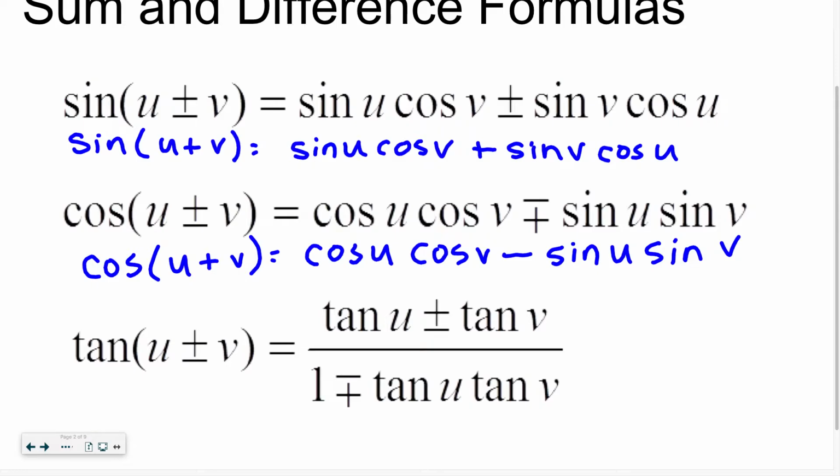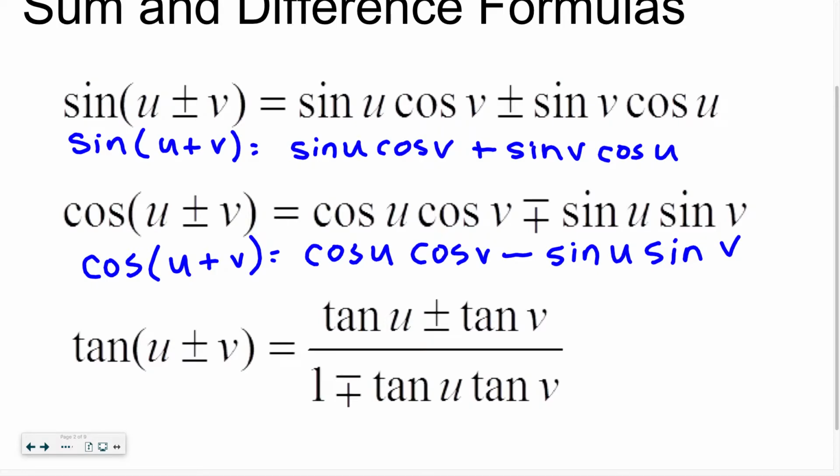Okay. And then notice in tangent, you have a plus minus and a minus plus. So in the numerator, it follows the same sign as whether you're doing a sum of angles or a difference of angles. But in the denominator, you do the opposite.